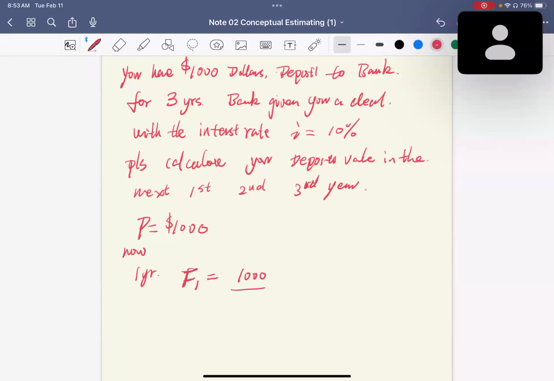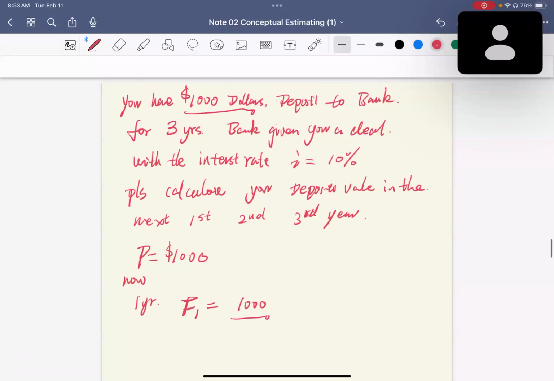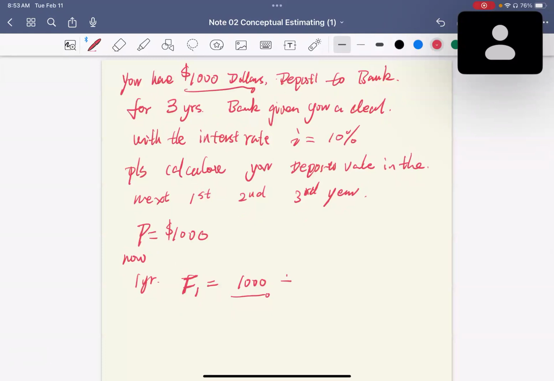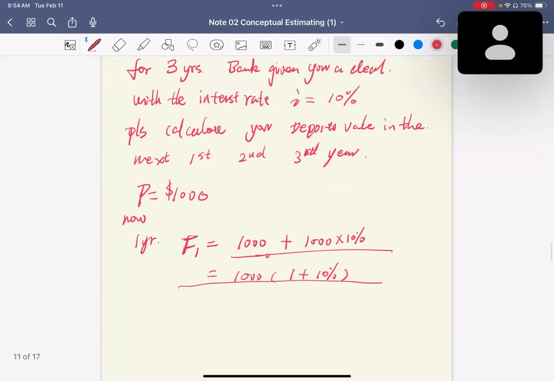That is what you get from your $1,000, which is your own money, right? And your return will be the 1,000 times this 10%, right? So if we put those together, we will get 1,000 plus 1,000 times 10%. So this is your first year value, right?